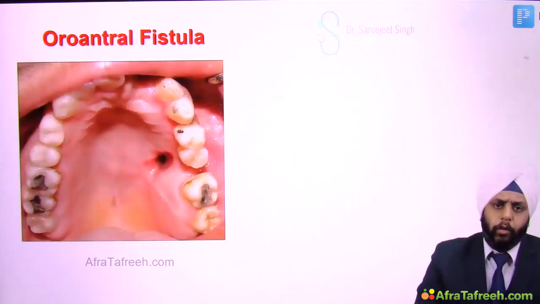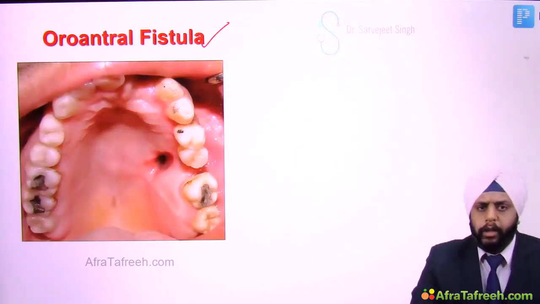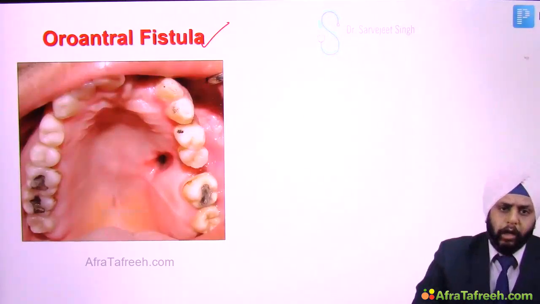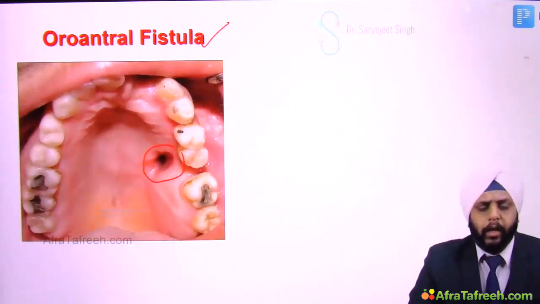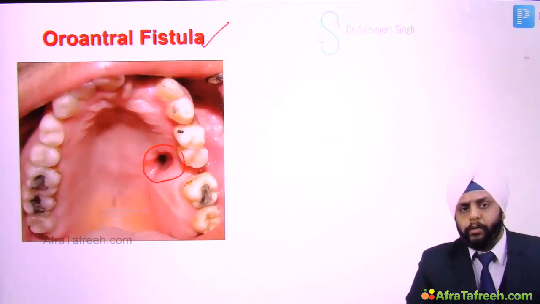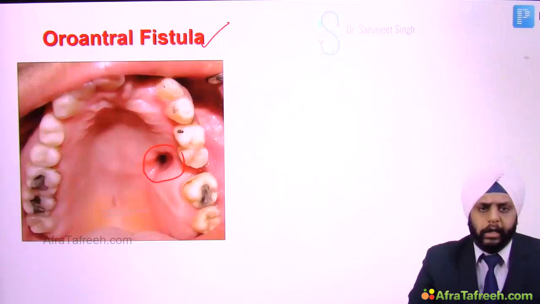I have already told you that one of the interesting complications of Caldwell-Luc is oroantral fistula. This is a fistula between the oral cavity and the maxillary antrum. And how do you treat it? You again treat it by Caldwell-Luc operation. So this we discussed earlier in the epistaxis topic when we discussed the Caldwell-Luc operation.